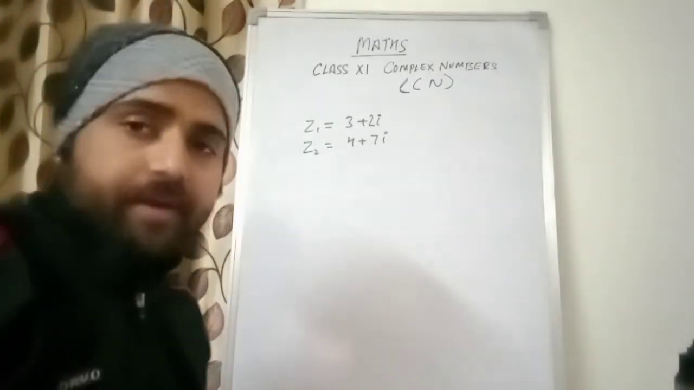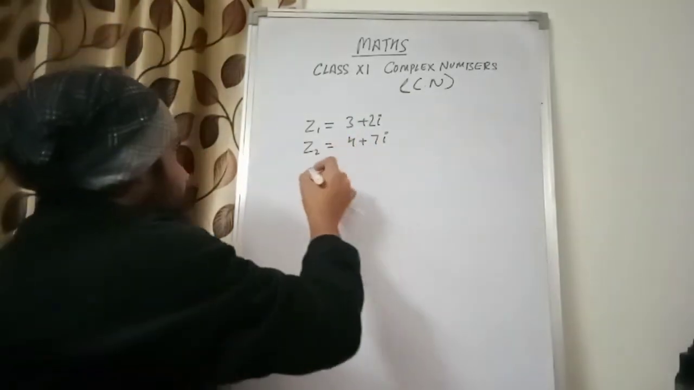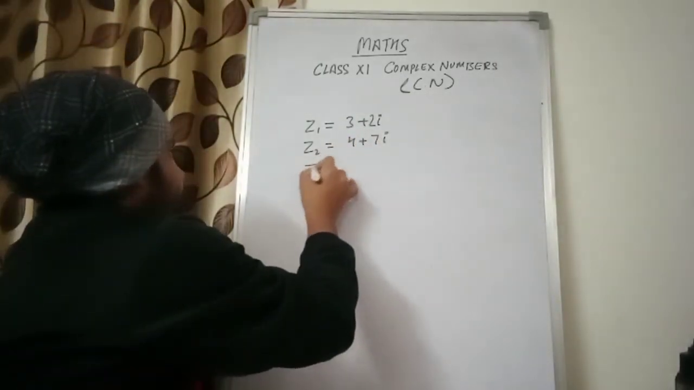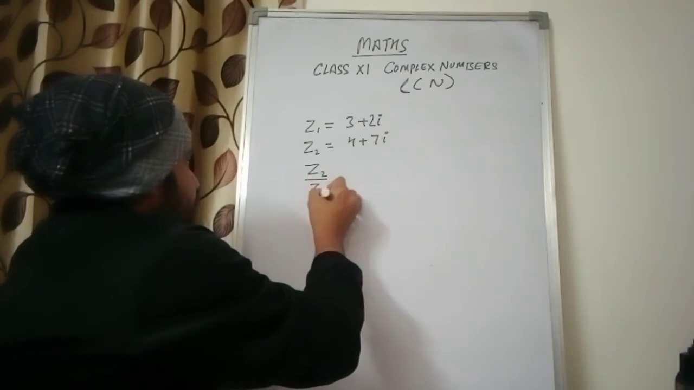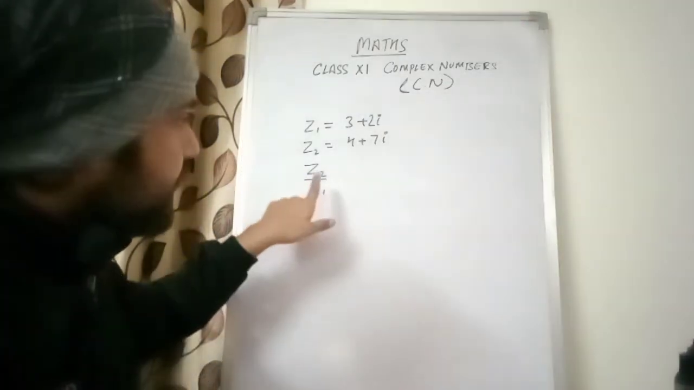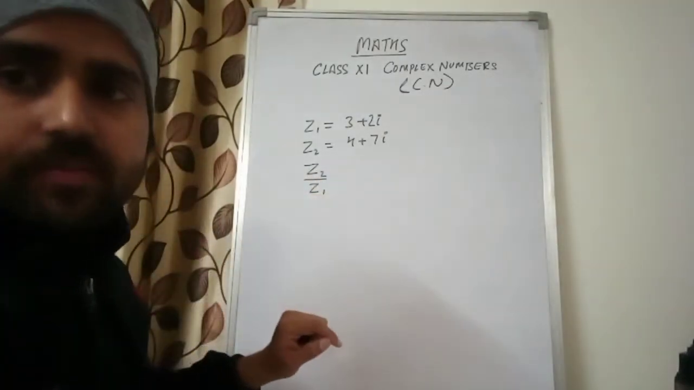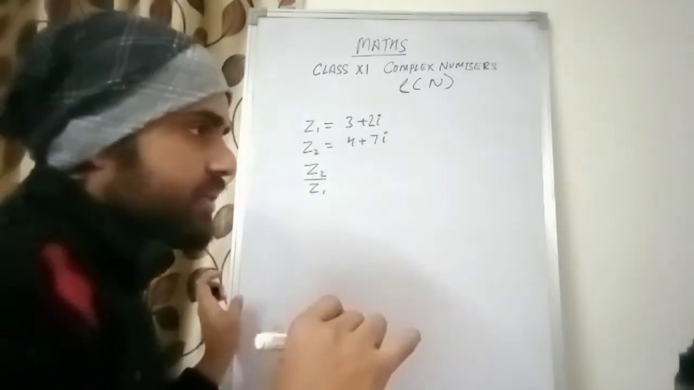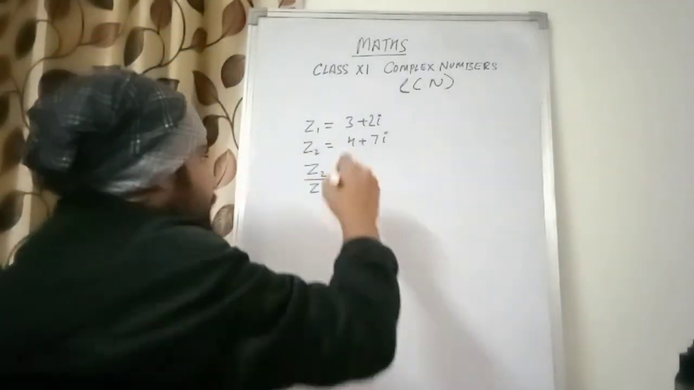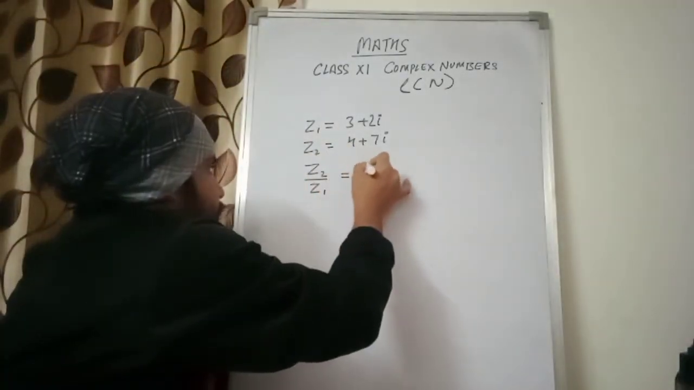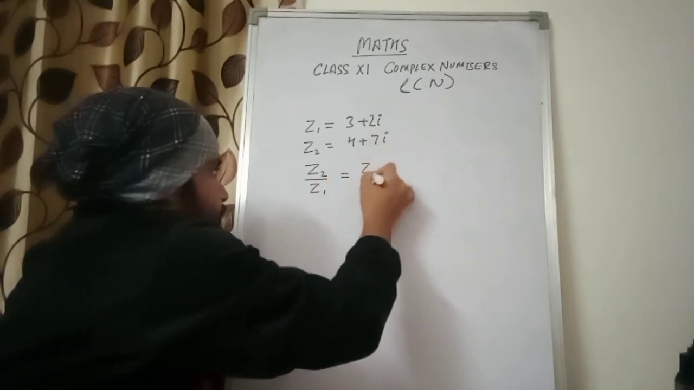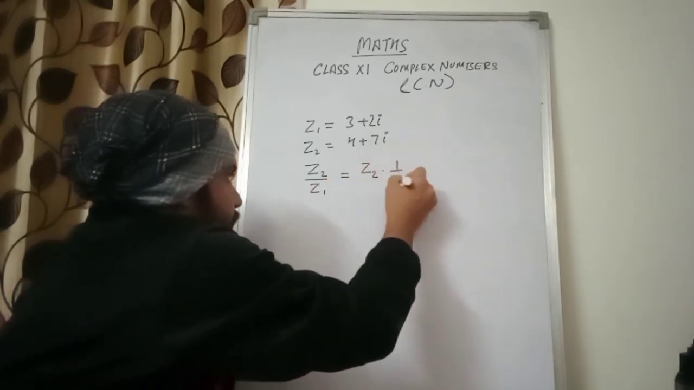Now we have to divide. Let's say I have a question, z2 by z1. I have to divide complex number z2 by complex number z1. You have to just understand one concept here. I can write z2 by z1 as z2 into 1 by z1.